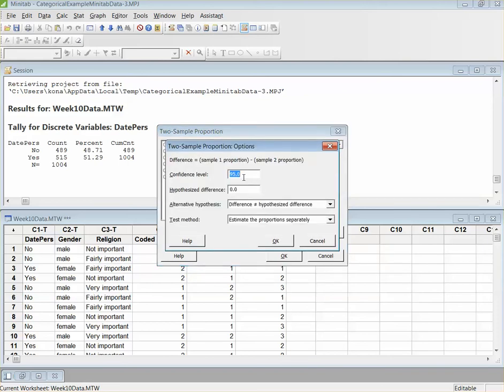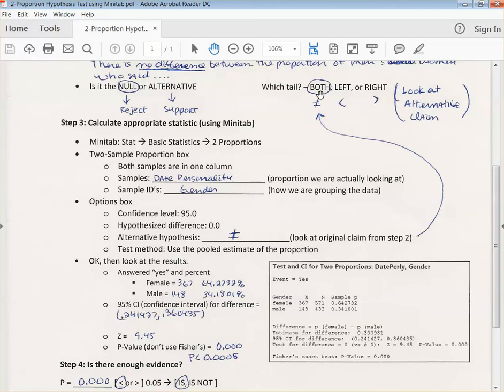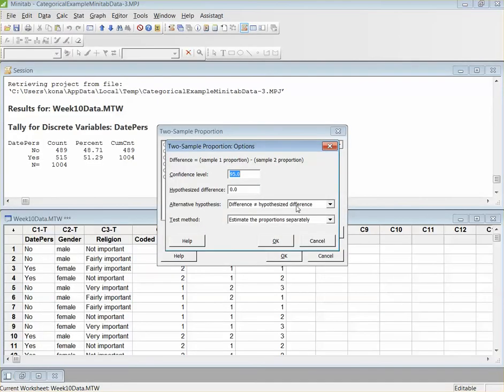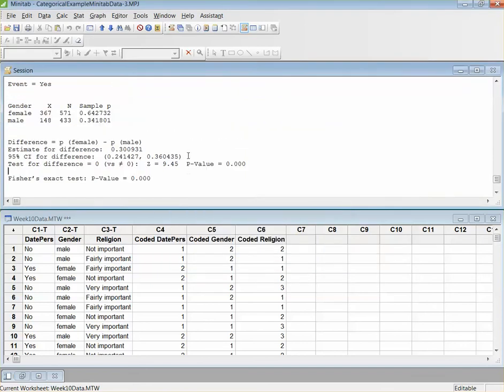Then under options, the 95 is fine. The hypothesized difference is fine. For this one, we want the alternative, and remember we said over here that our alternative hypothesis was not equals, that both or not equals. So we're good there. Now for the test method, instead of estimate the proportions separately, we're going to actually pool the estimate of the proportions. Click OK, and click OK again.